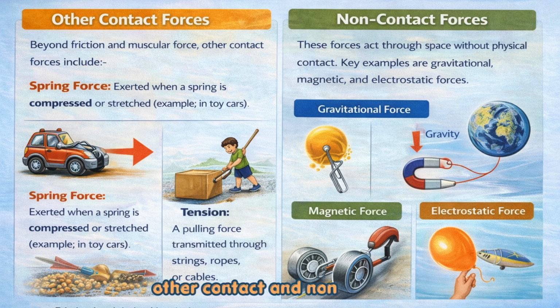Other contact and non-contact forces. Other contact forces: beyond friction and muscular force, other contact forces include spring force, exerted when a spring is compressed or stretched, for example in toy cars. Tension, a pulling force transmitted through strings, ropes, or cables. Air resistance, friction exerted by air that slows moving objects, like a falling parachute.